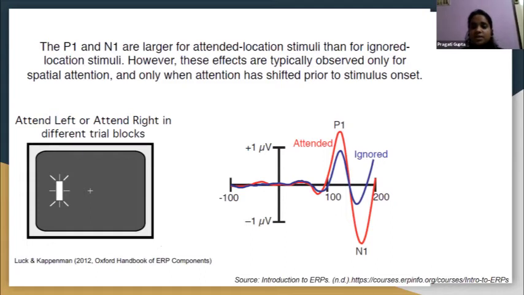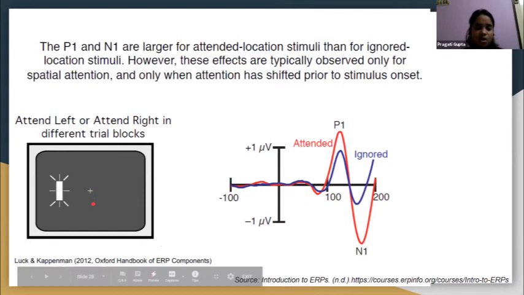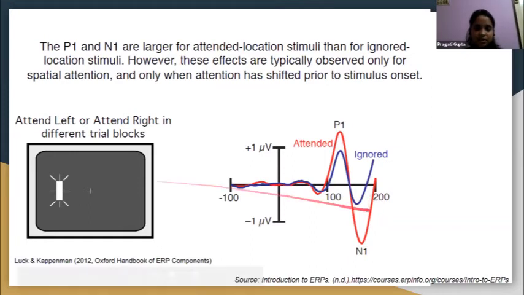And these are the early sensory components, which means that these are being affected by the experience of the participant, the stimulus, specifically the physical properties of the objects. For example, the P1 and N1 are larger for attended location stimuli than for ignored location stimuli. So if the object is on the left side of the screen, the attended area will show a larger P1 and N1 than the unattended area, the ignored area.